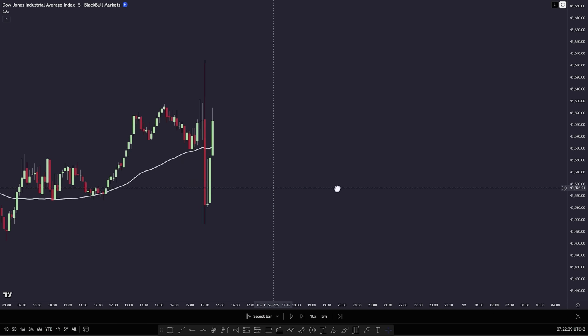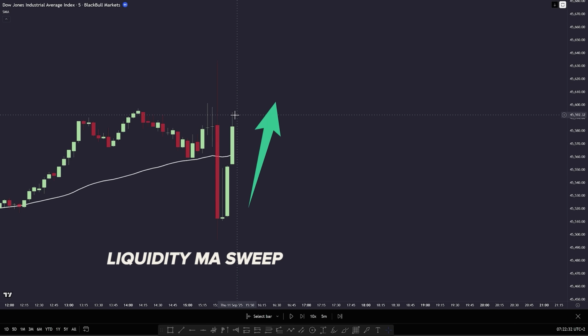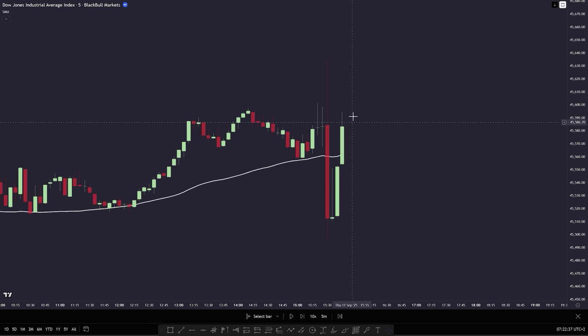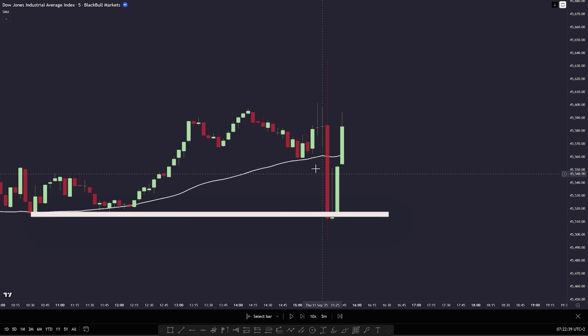Once all 4 pieces are present, I wait for price to cross back to the correct side of the moving average. In an uptrend, that means waiting for price to close back above the 50 MA after the false breakdown.